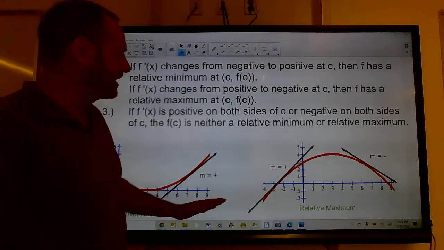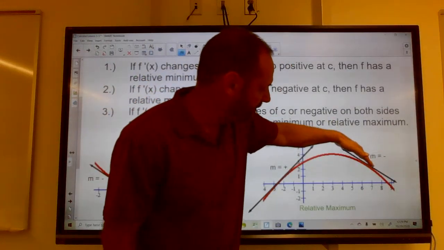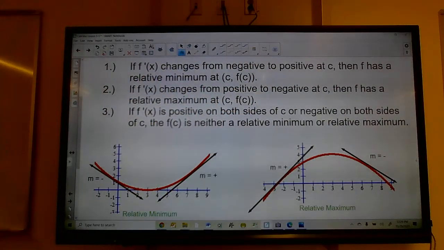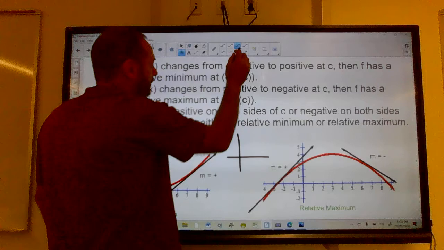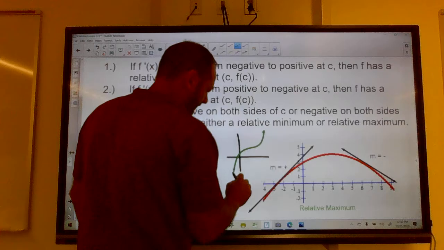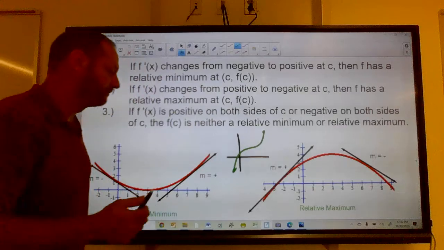If f prime of x changes from positive, so here I have a positive slope, here I have a negative slope, so it changes from positive to negative, that means I've got a maximum in there somewhere at C, f of C. If f prime is positive on both sides of C or negative on both sides of C, then f of C is neither a relative minimum nor a relative maximum. What would that look like? That might look like a graph something like this, where you have something that goes like this. And I had a critical point right here where the slope is 0, but the slope is positive here and the slope is positive over here.